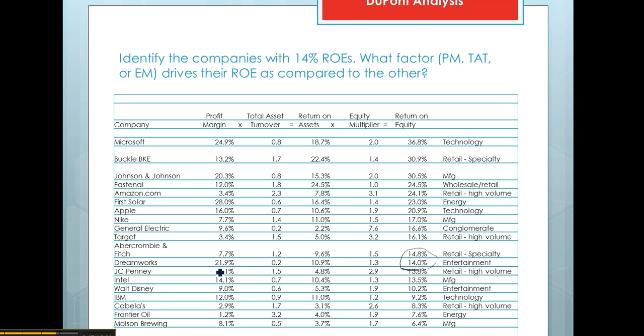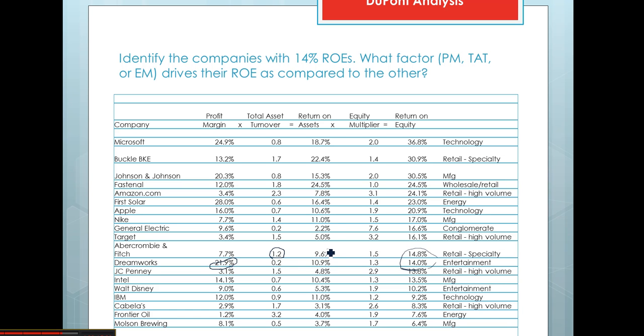Profit margins, look at DreamWorks. 21.9%. They're an entertainment firm. They have a lot of assets. Just think of the computer power. Total asset turnover. Your retail establishment has to be higher. It's Abercrombie.